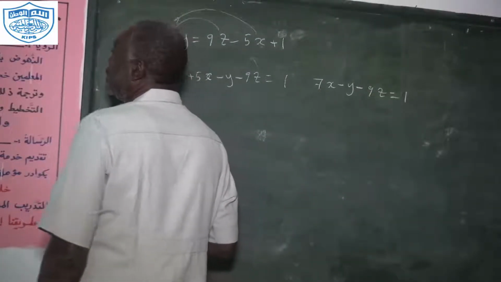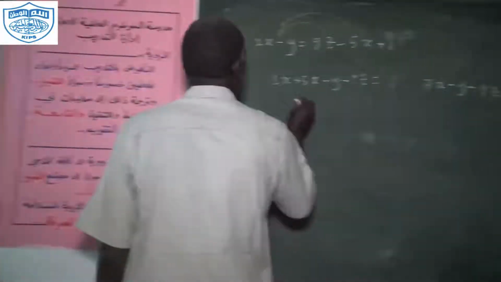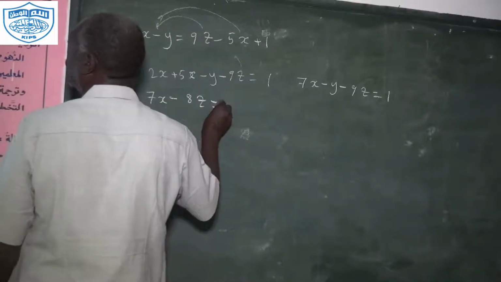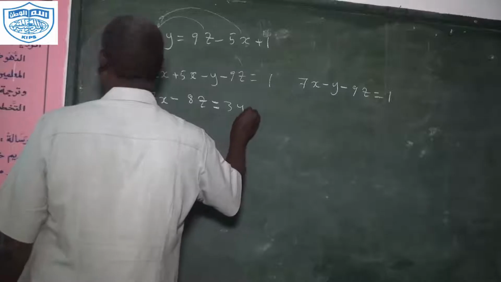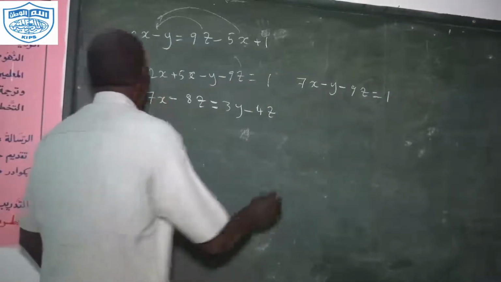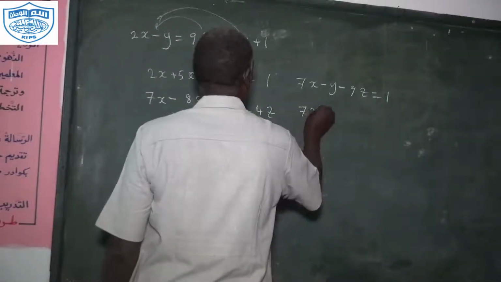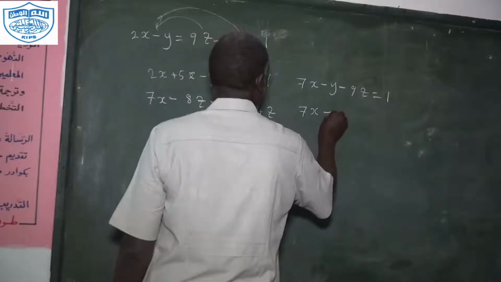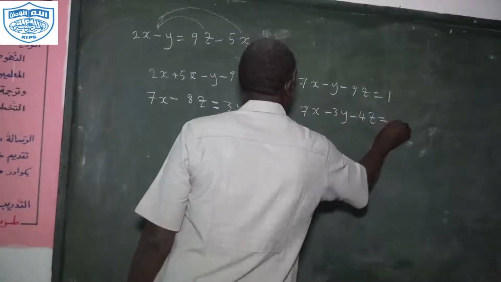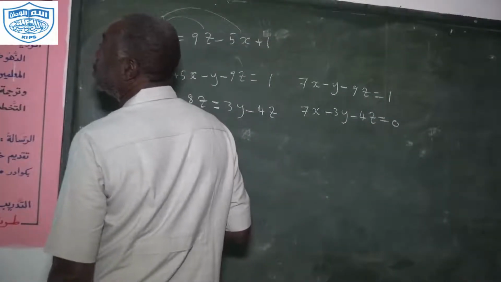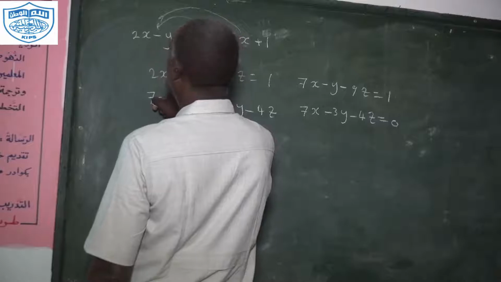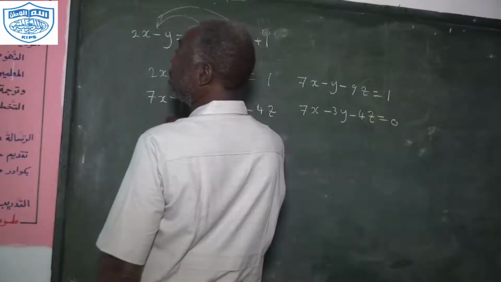In the same manner, the second equation is 7x minus 8z equals 3y minus 4z. When we change 3y to this side and 4z to this side, it becomes 7x minus 3y minus 4z equals 0.